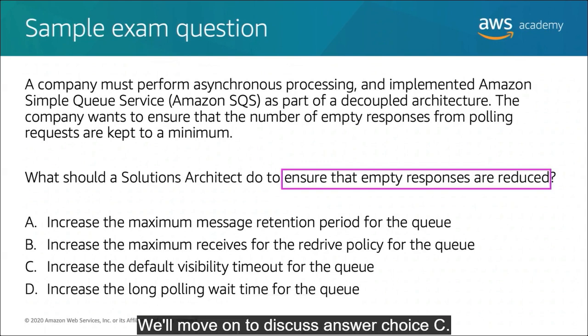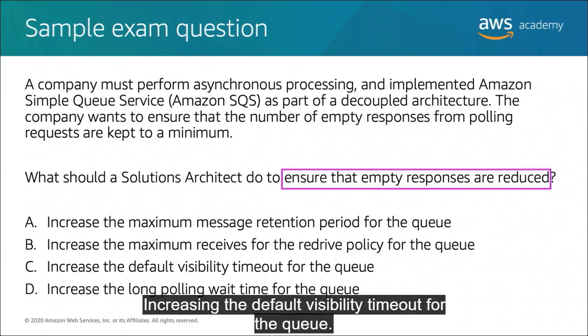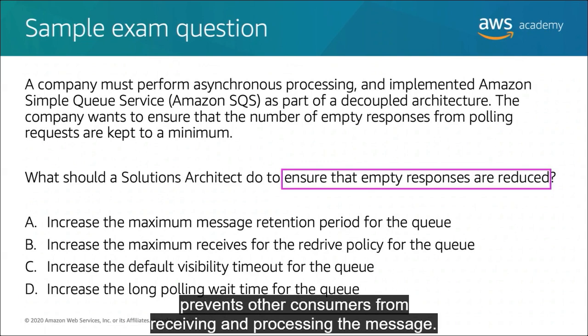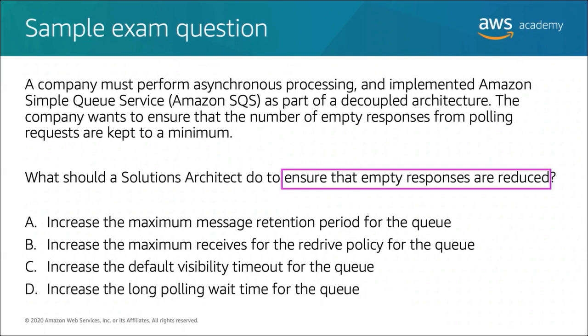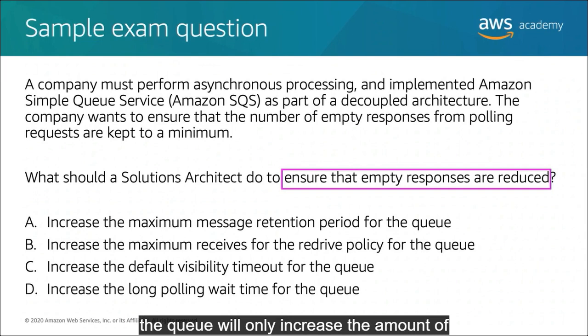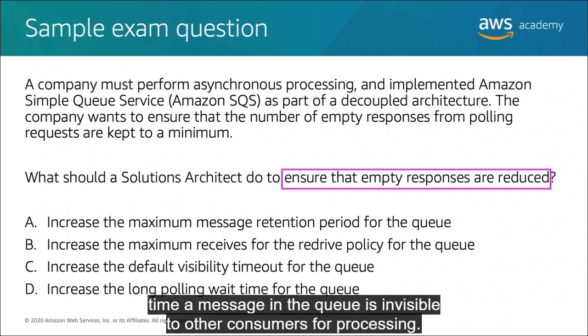We'll move on to discuss answer choice C, increasing the default visibility timeout for the queue. So SQS sets a visibility timeout, which is a period of time when SQS prevents other consumers from receiving and processing the message. Increasing the default visibility timeout for the queue will only increase the amount of time a message in the queue is invisible to other consumers for processing.